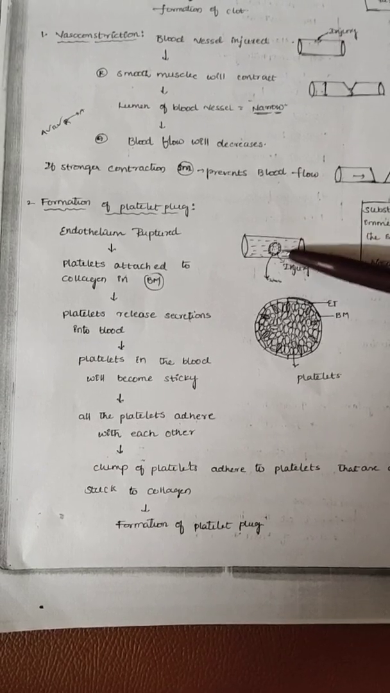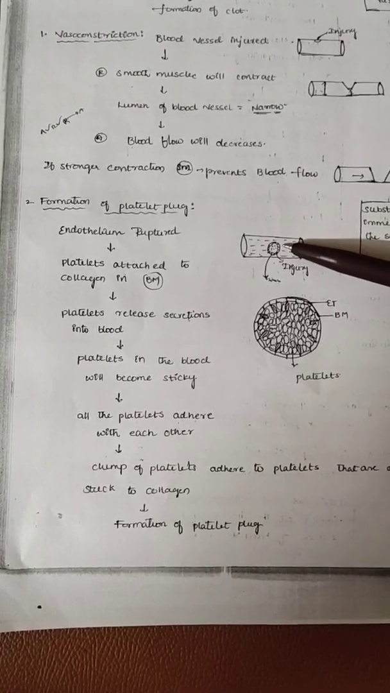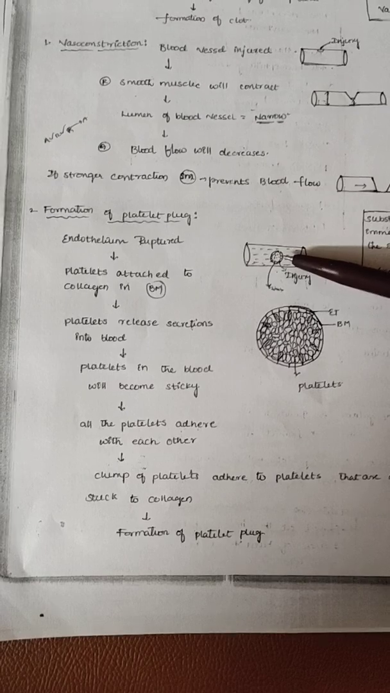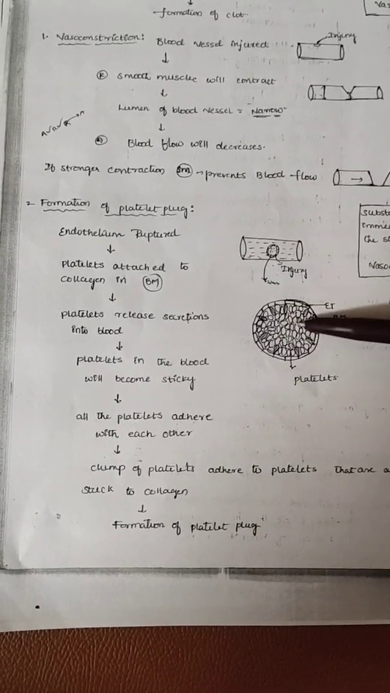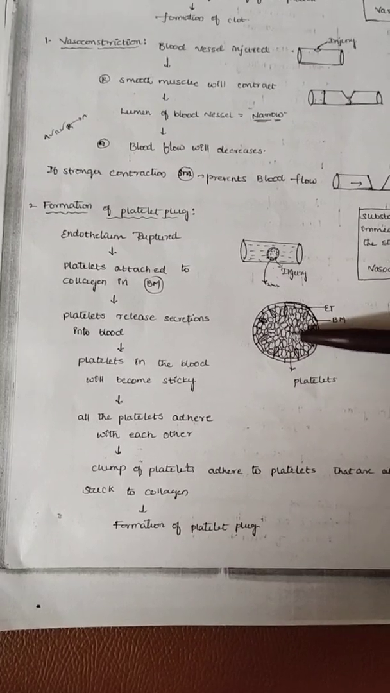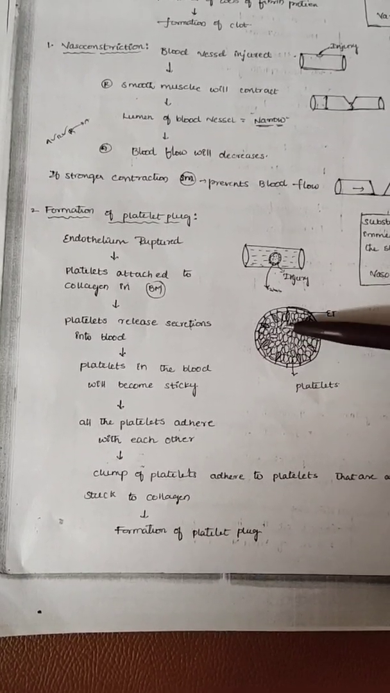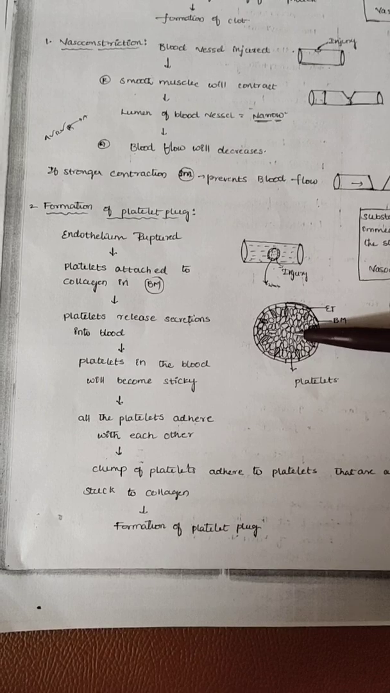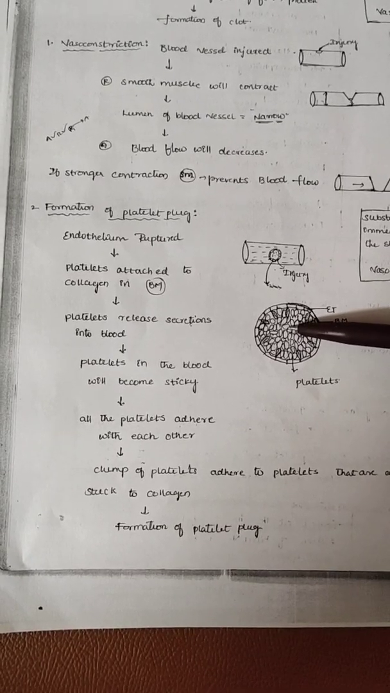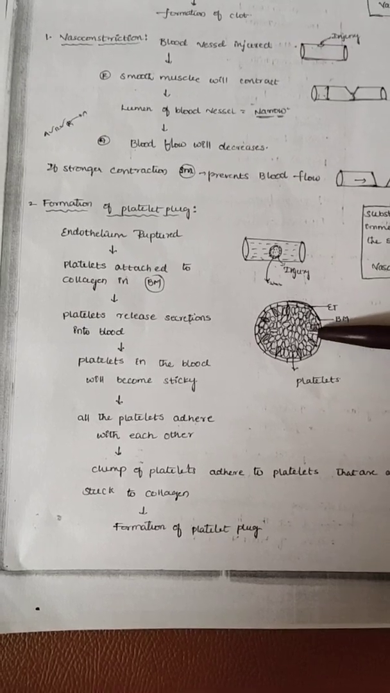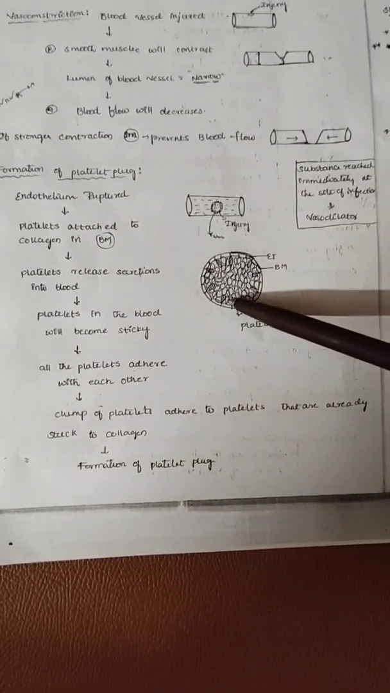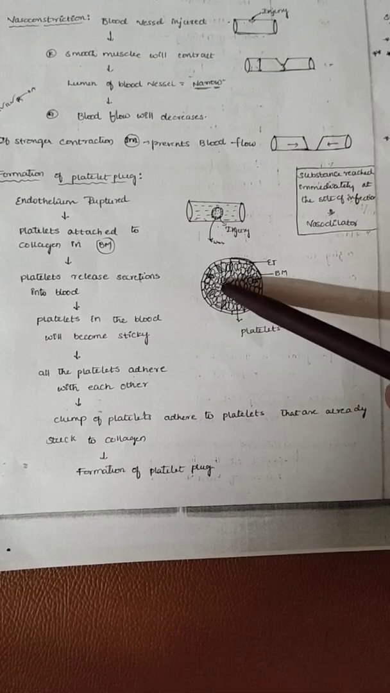The platelets are attached to the collagen fibers. Now the platelets release their secretion into the blood. All the platelets in the blood become sticky. When they become sticky, they attach to the collagen fibers.